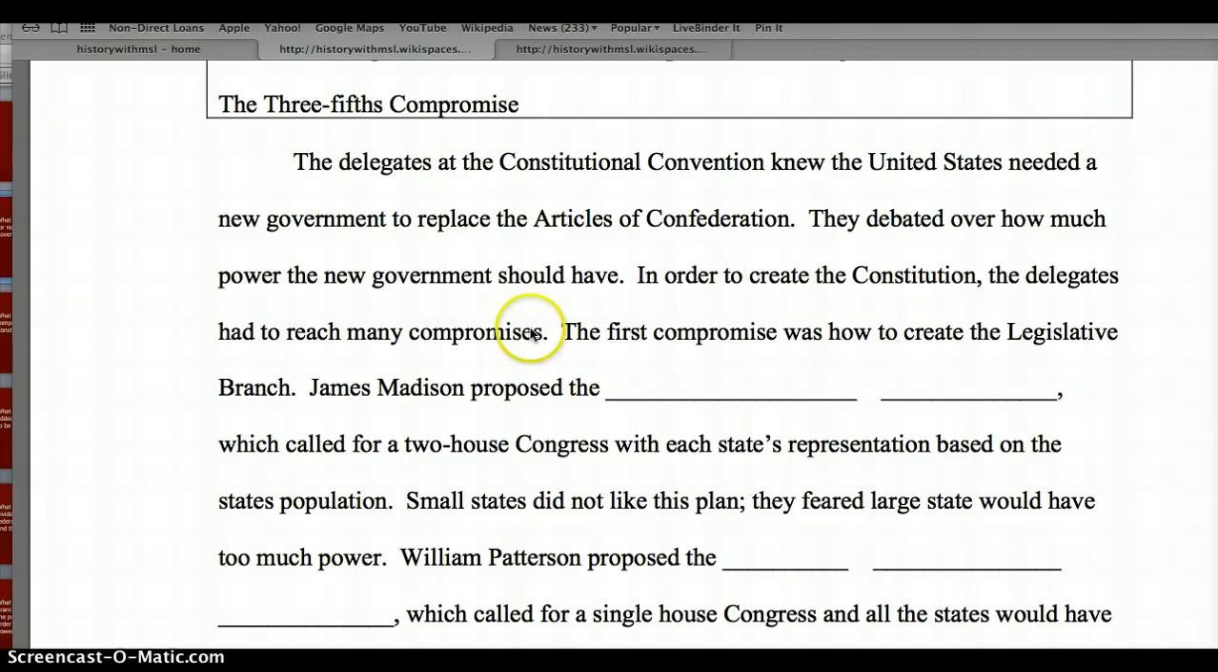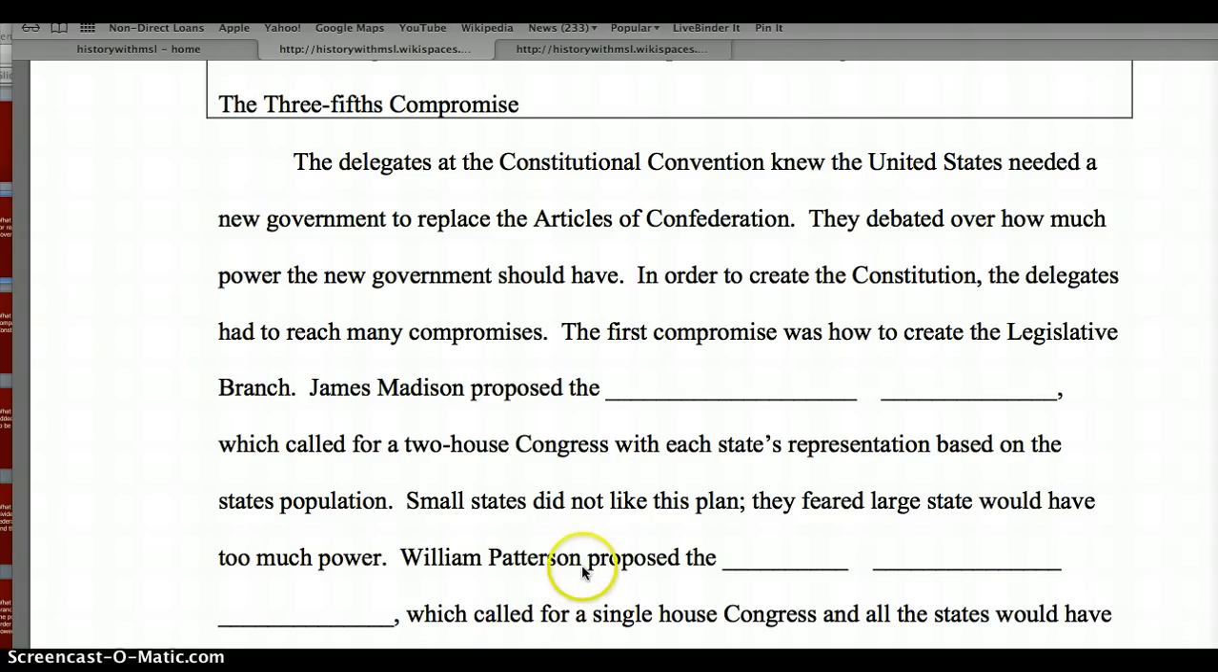So the first compromise was how to create the legislative branch. James Madison proposed, remember we filled in, the Virginia plan. And then here's the answer to what is the Virginia plan. It was a 2-house Congress with each state's representation based on the state's population. Small states did not like this plan. They feared large states would have too much power.